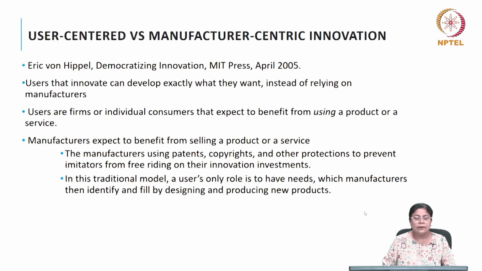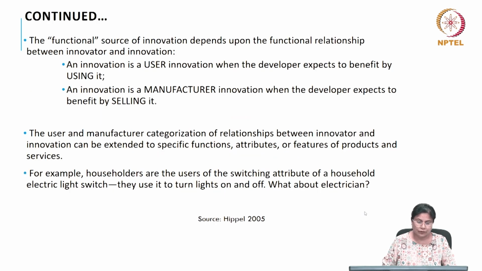So once again, there is a distinction as to whether the innovation is coming from a user-centric or a manufacturer-centric approach. Clearly, the manufacturer's focus is selling the particular product and the user's focus is being able to use it. The user and manufacturer categorization and this relationship between innovator and innovation can be extended to the special function, attribute, products or the features itself.